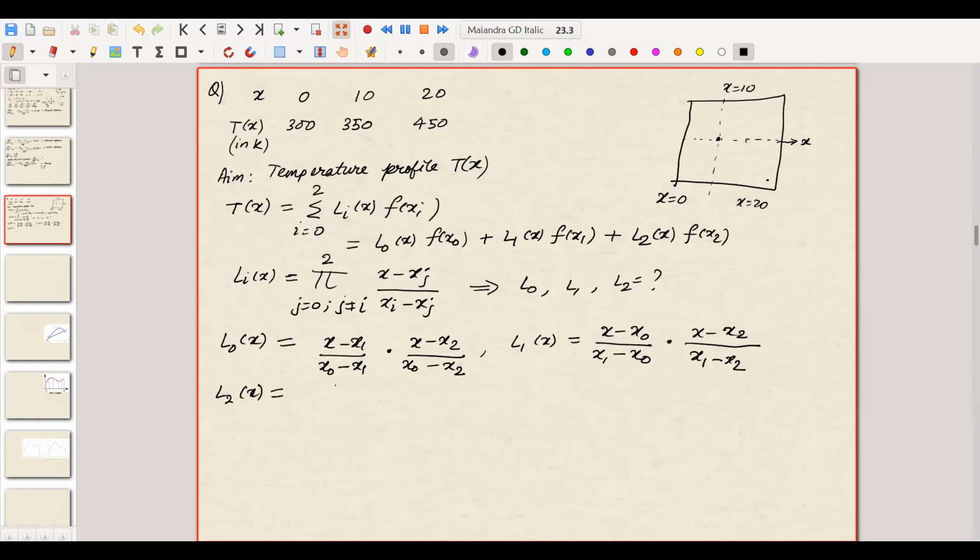Similarly, can you write L2 of x? So i equals 2. So that means j can't be equal to 2. So j can be 0 and 1. So you can write (x minus x0) by (x2 minus x0) times (x minus x1) by (x2 minus x1). That's it. If you just think, it will be normal.